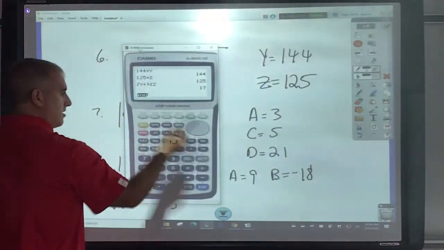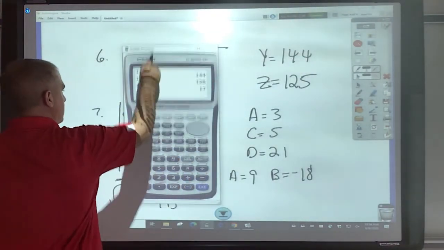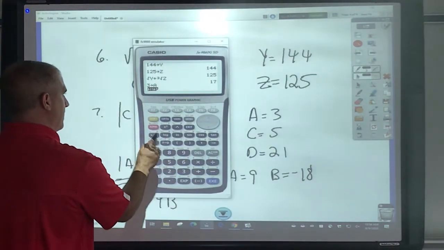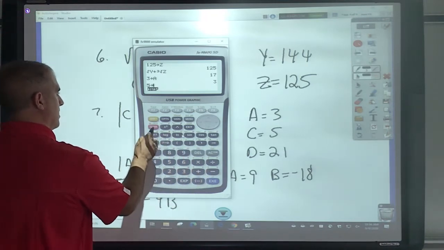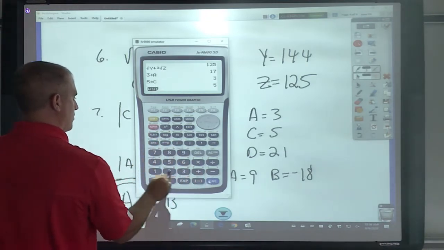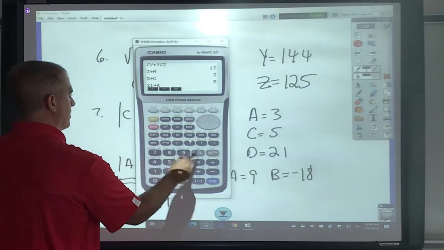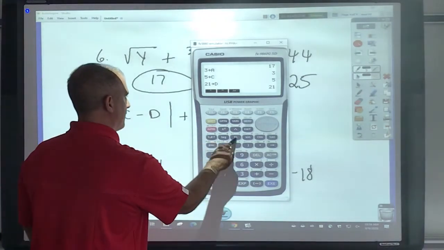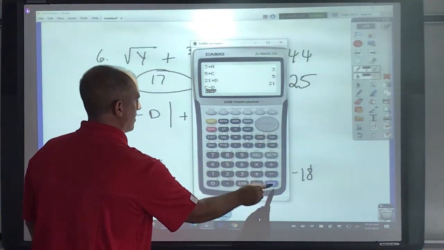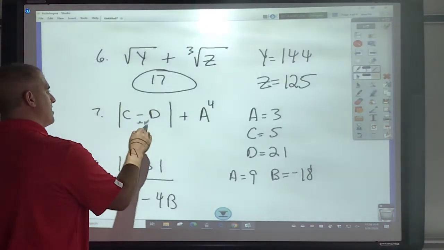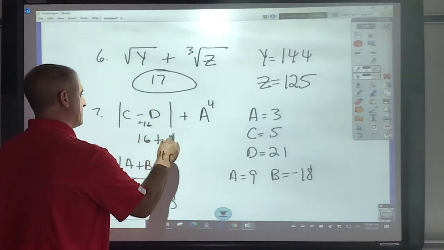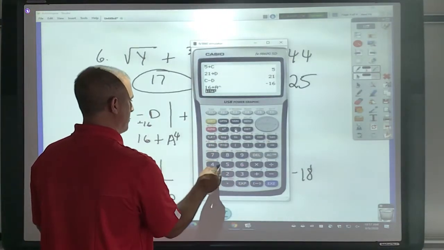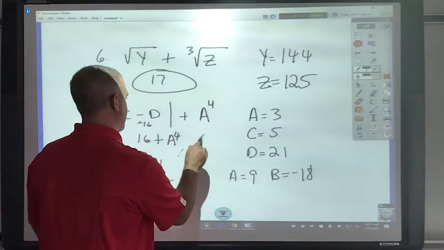Okay, so I got this absolute value here. First I want to load my answers. 3, I don't see in there, do I? Yeah. 3 arrow alpha A, execute. 5 arrow alpha C. 21 arrow alpha D. What I want to handle is what's inside the absolute value first. So alpha C minus alpha D gives me negative 16, but I know that that's going to be positive, so 16 plus alpha A exponent to the 4th, and that gives me 97.